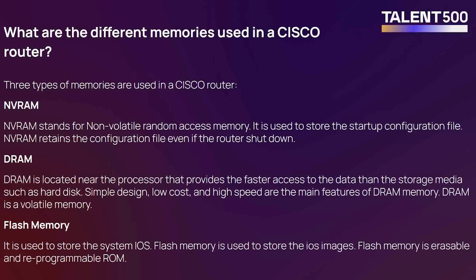Comes the third type of memory, which is flash memory. Now it is used to store the system IOS. Flash memory is also used to store IOS images. Flash memory is erasable and reprogrammable ROM. So these are the features of flash memory, and these are the three types of memories which are used in Cisco. Let's move on to our next question.